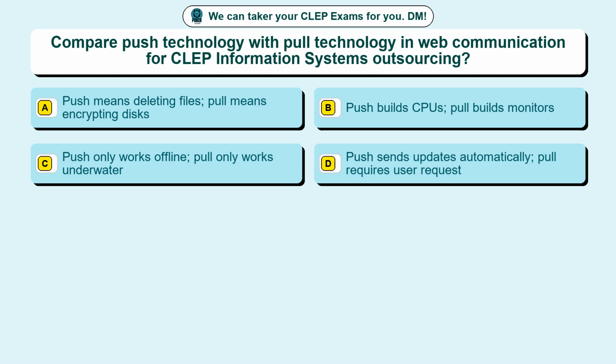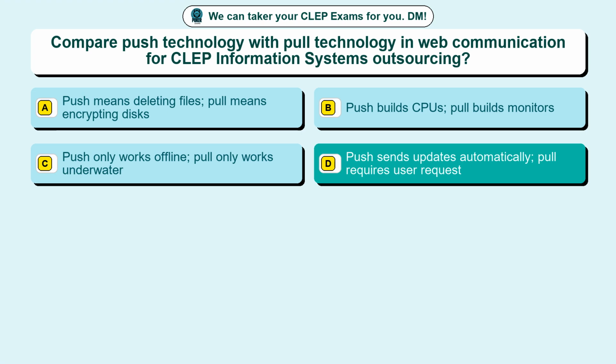Question 30. Compare push technology with pull technology in web communication for CLEP Information Systems Outsourcing. Option A, push means deleting files, pull means encrypting disks. Option B, push builds CPUs, pull builds monitors. Option C, push only works offline, pull only works underwater. Option D, push sends updates automatically, pull requires user request. The correct answer is option D, push sends updates automatically, pull requires user request.